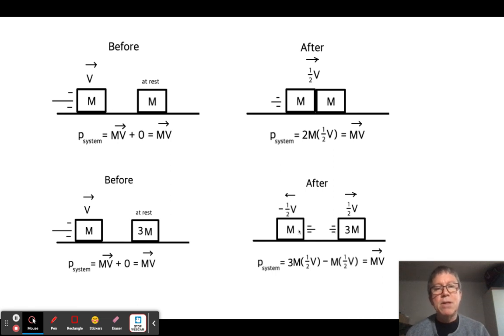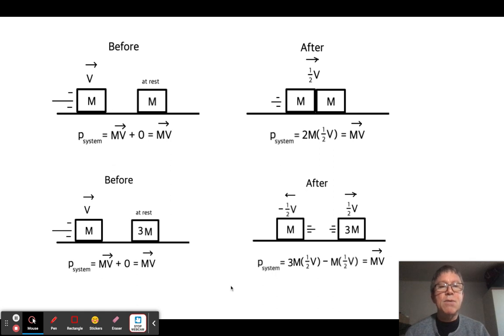So it hits it and it bounces off in the other direction. Well, here's what has to be true. The momentum beforehand was mv plus 0, so that gives me mv. The momentum afterwards has to be mv, by the way, in the positive direction.